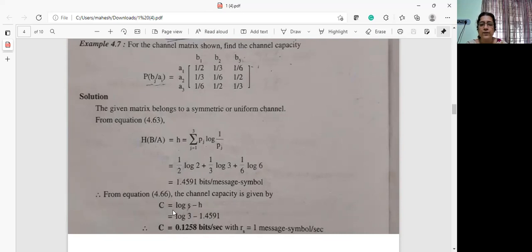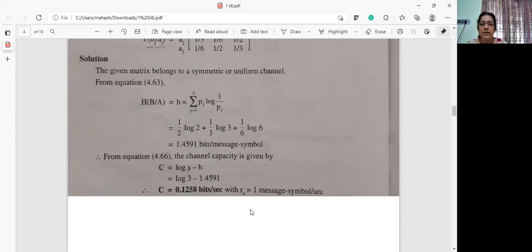Substitute this value in the expression for channel capacity. Channel capacity is nothing but log S minus h, and S will be 3 elements here. So this will be log 3 minus 1.4591. And you get the value for C as 0.1258. So this is the derivation of channel capacity for a uniform symmetric channel.